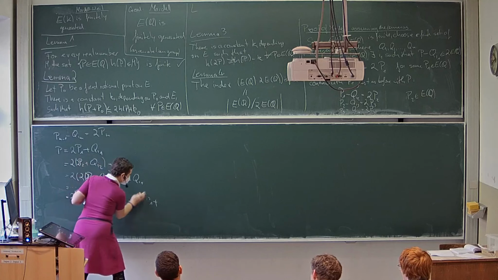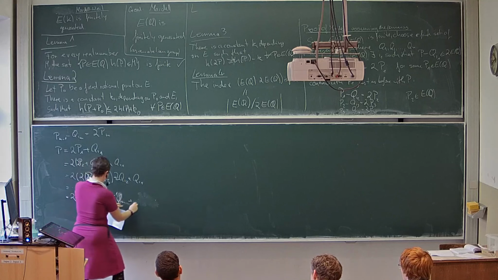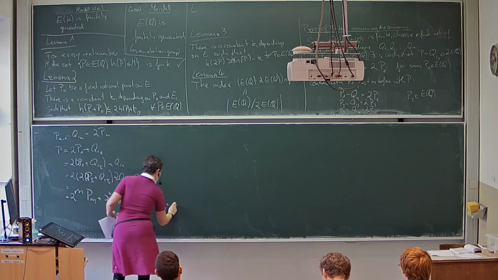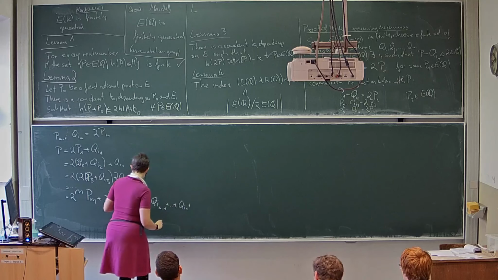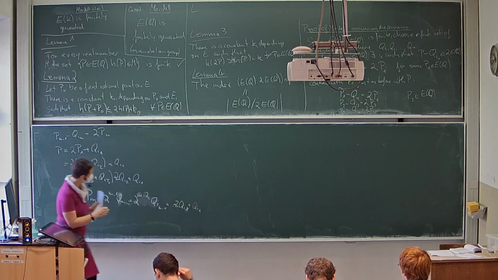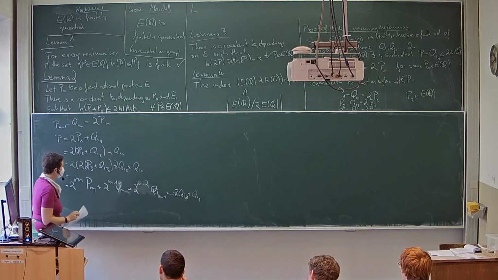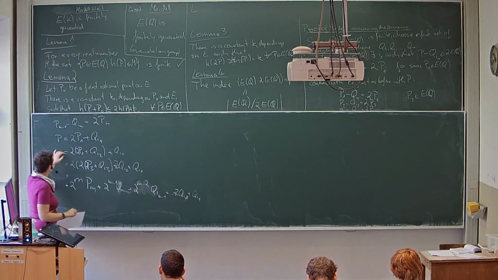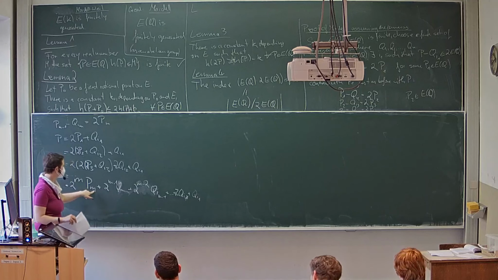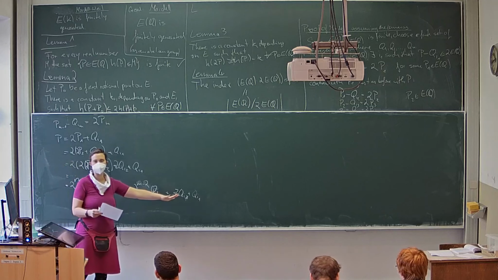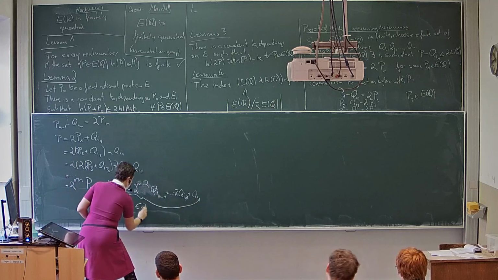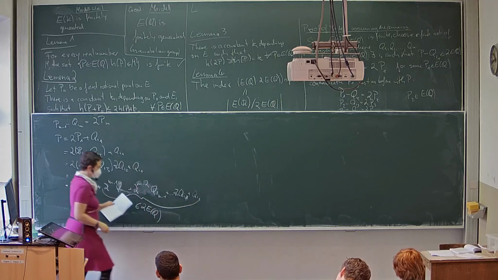But here the index is different, so let's just do it like this. I think this should be correct, but the basic idea is clear. The important thing is that in the end we have written P as 2 to the m times some point plus something in the double points, so in 2E(Q). These are all double points.